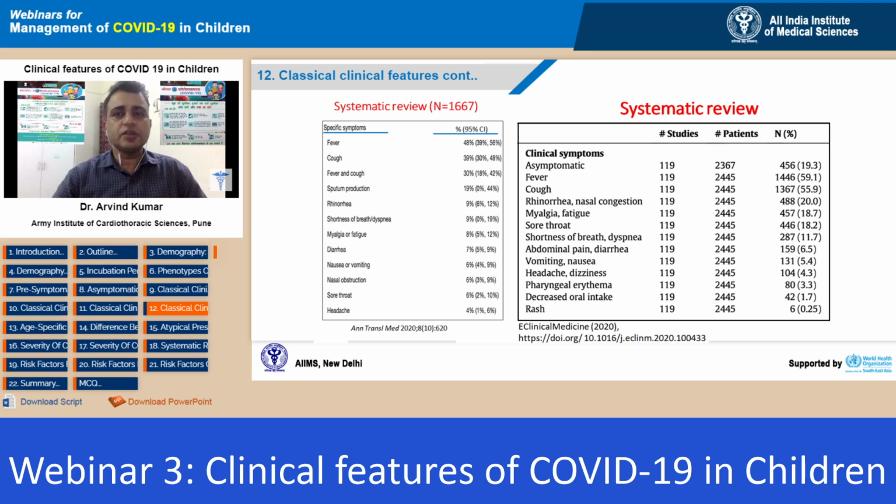Nasal symptoms were less common. Nasal symptoms were present only in 10 to 20% of cases. Myalgia was present in 8 to 18% of cases, sore throat in 6 to 18%, vomiting and diarrhea in about 6 to 7% of cases. Headache was present in about 4% of cases.